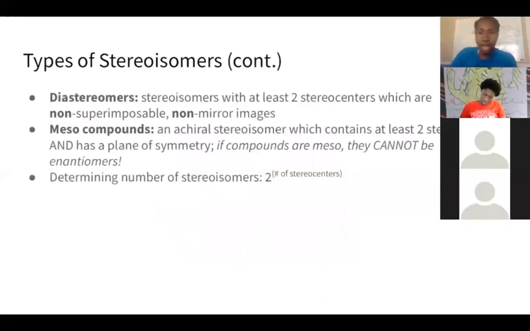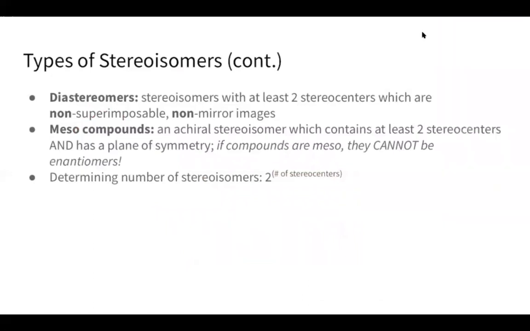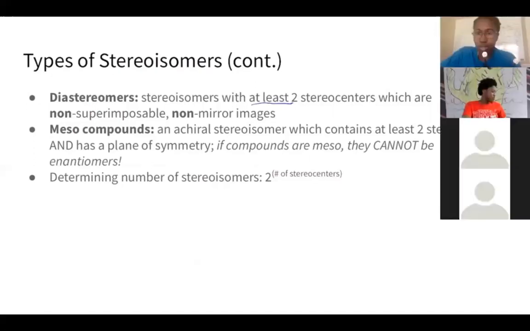So now let's talk about some other types of stereoisomers. We've got diastereomers. Those are stereoisomers with at least, I'm going to underline this, 2 stereocenters, which are non-superimposable, non-mirror images. So I'm going to create a molecule that has 2 stereocenters, so you can see what it looks like and visualize it. So this is a molecule that has 2 stereocenters.